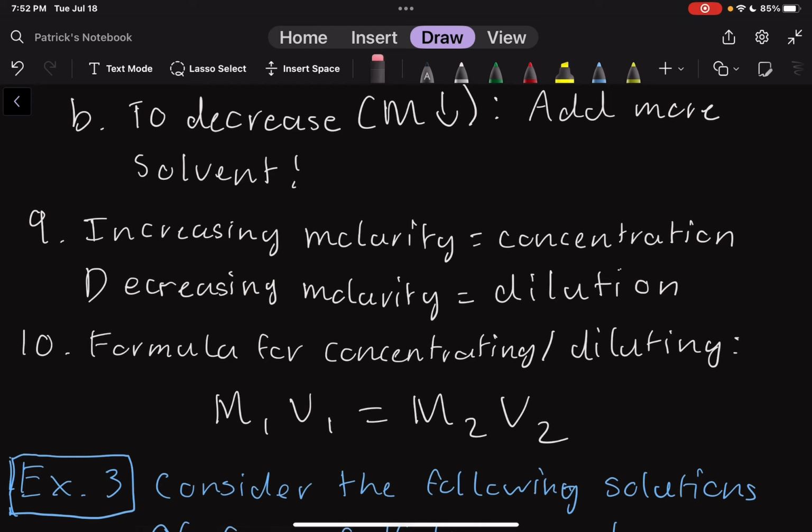Now, when it comes to increasing and decreasing molarity, we can assign special names to both these processes. Increasing molarity is confusingly referred to as concentration, or concentrating a solution, whereas decreasing molarity is called dilution, or diluting a solution. This right here is the major formula when it comes to calculating concentrations or dilutions. M1 times V1 equals M2 times V2. M1 represents the initial molarity, V1 represents the initial volume of the solution, and M2 and V2 represent the final molarity and final volume of the solution, respectively.